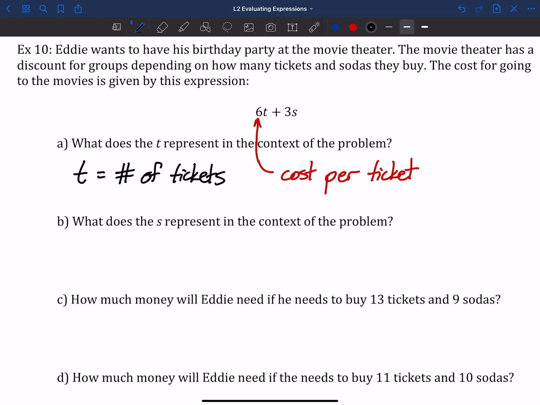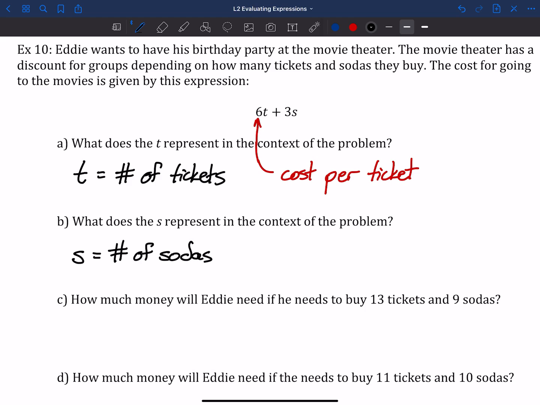So sort of similarly, let's think about what S stands in for. Sometimes we might have to go back and reread the problem a little bit. Eddie wants to have his birthday party. Movie theater has a discount. How many tickets and sodas they buy. So S probably stands for the number of sodas. Same thing, the 3 is going to be the cost per soda. I don't know what movie theater they're going to where you can buy a ticket for $6 and a drink for $3, but man, I want to go there.